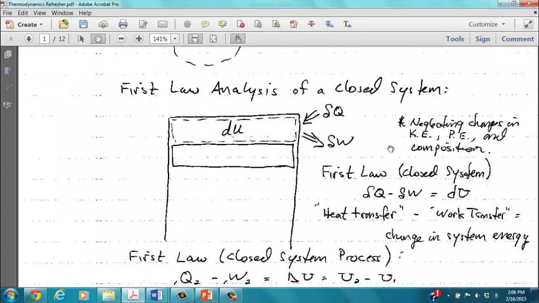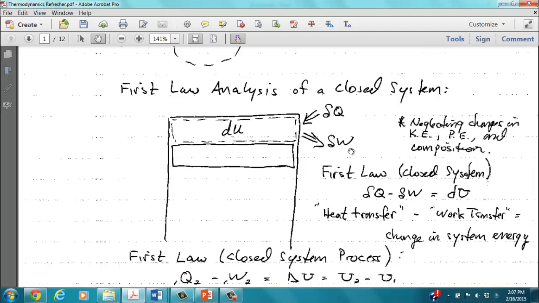Okay, so the first law of thermodynamics, of course, says that energy is conserved. So the change in energy of the control system, this du, has to be balanced by energy that flows in and energy that flows out. So when we write the first law and when we draw our general control system, our general thermodynamic system, we typically write heat transfer into the system to be positive and work transfer out of the system to be positive, okay?